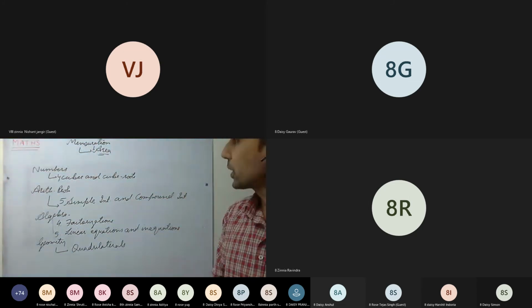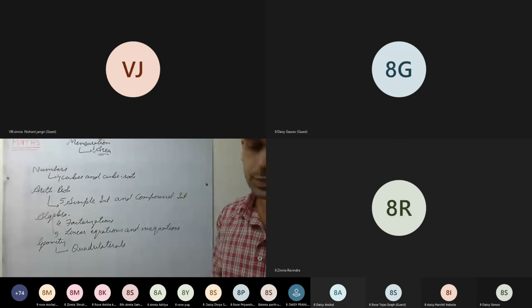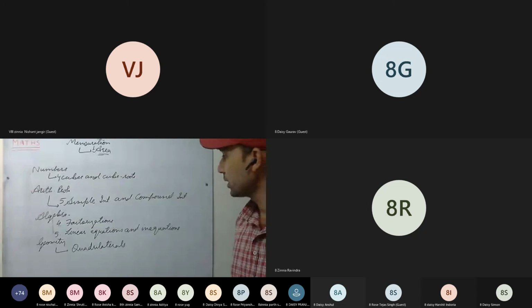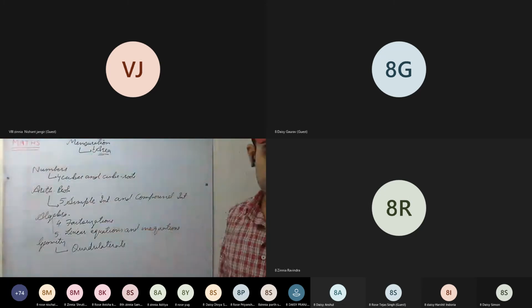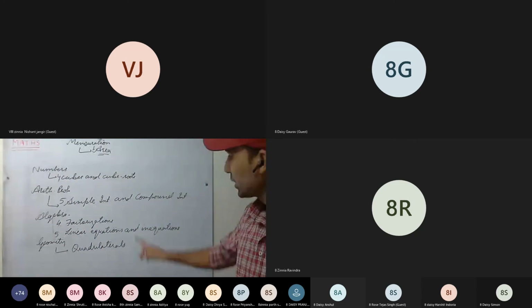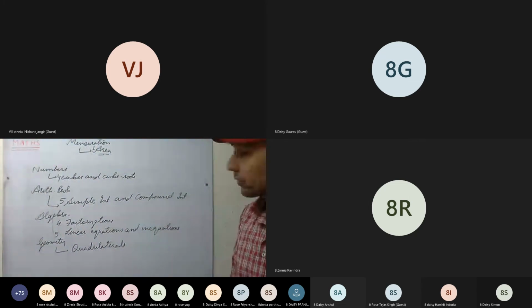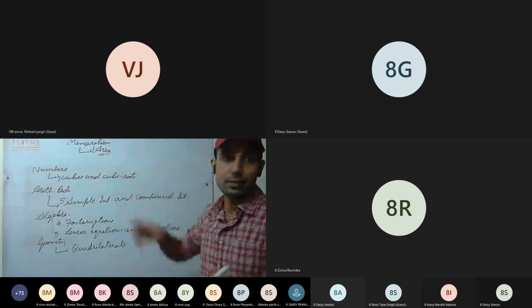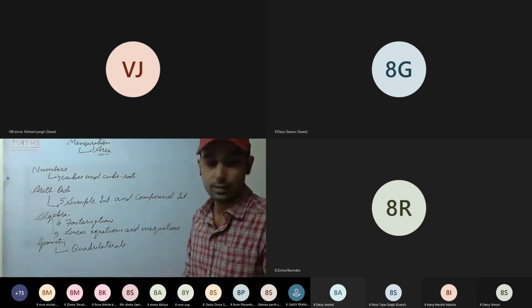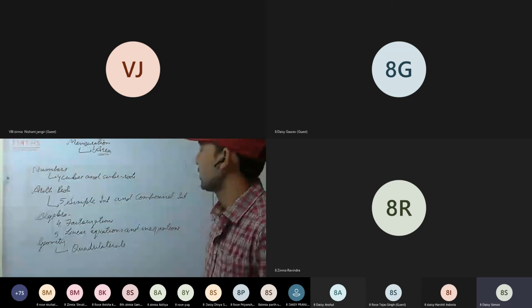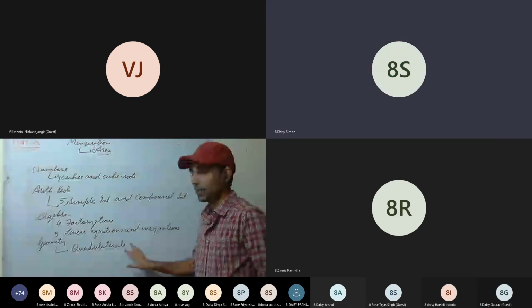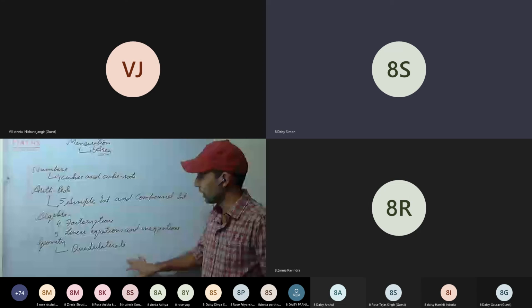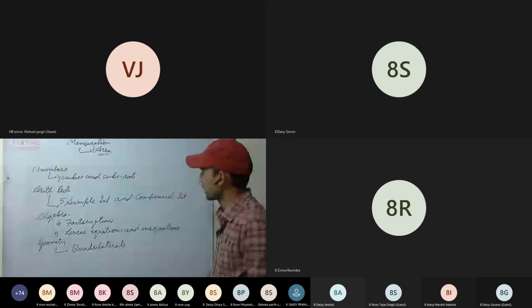So for numbers we have cubes and cube roots. Arithmetical problems: simple interest and compound interest. Algebra: factorizations and linear equations and inequations. Geometry: quadrilaterals. Circle has been cancelled. Mensuration: only area. Sir, in geometry, circle has been reduced. Yes, it won't be coming. Okay, this is the syllabus.